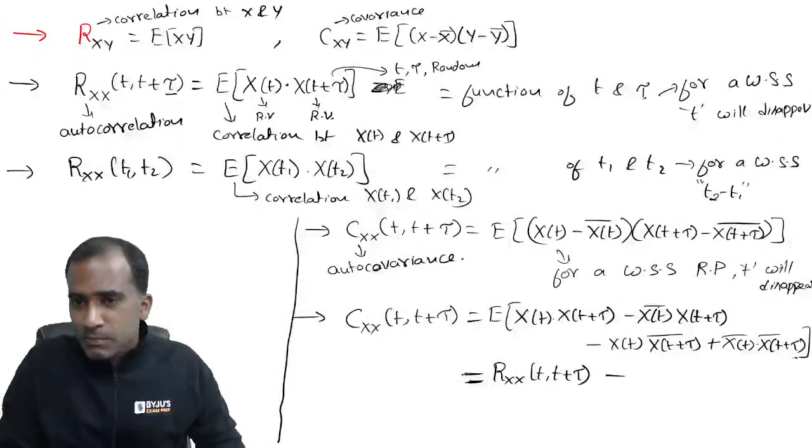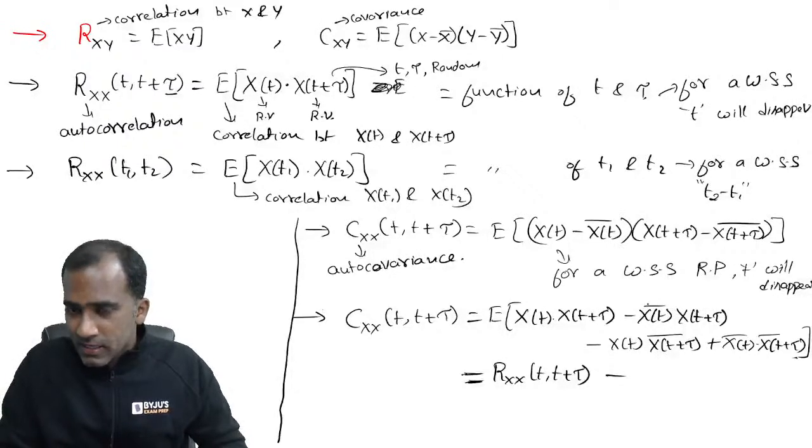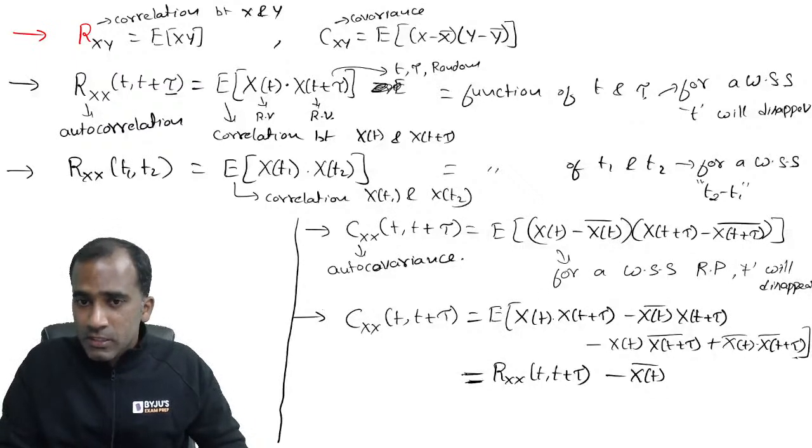Now see this one, x bar of t. Bar means it's the average or expectation. So this is a deterministic signal. Can we put this outside the expectation? We can put this outside the expectation and apply the expectation to the inside part. It will be again x bar of t plus tau. X bar or expectation of, both are same.